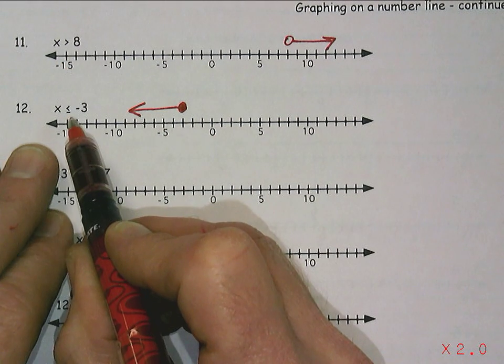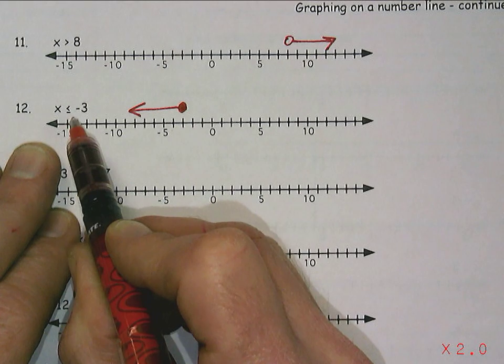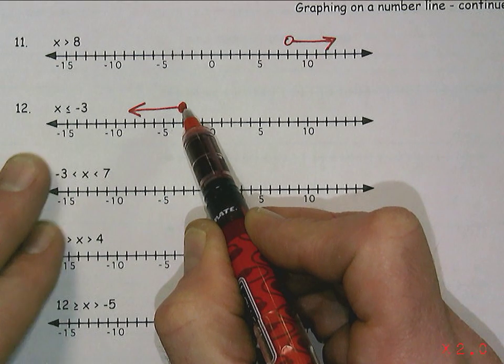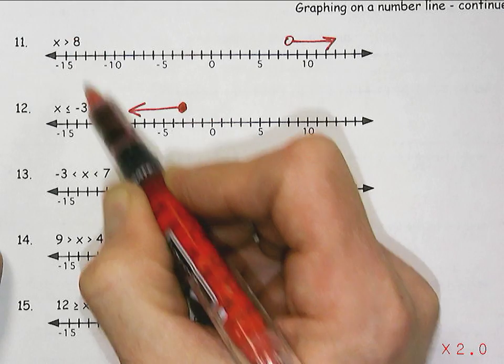And for this one, numbers less than or equal to -3, and that's why we have the solid dot in this case. So these are just normal or simple inequalities.